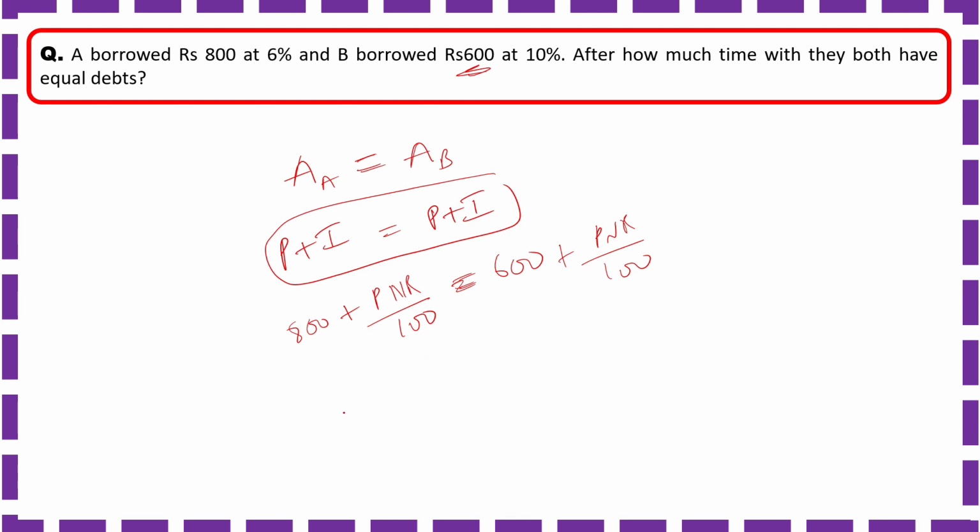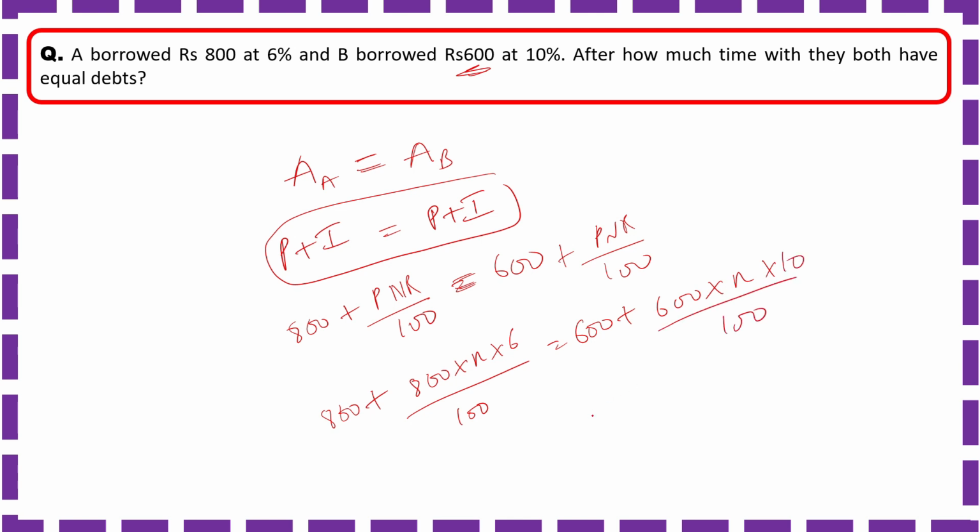So 800 plus, what is the principal? 800. N we do not know, keep it as N. R is 6% by 100. In the second case principal is 600, N we do not know, keep it as N, and R is 10 by 100. Now calculate this, you'll get N as 50 by 3. What is this? 50 by 3 is number of years.